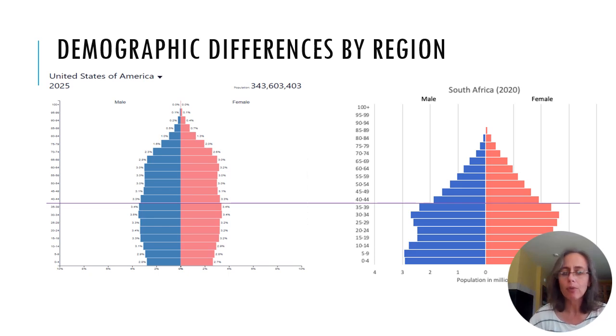So if you're a public health worker in South Africa, you're going to have very different things that you're concerned about compared to someone in the United States. It also explains why extrapolating health data from one country to another can often be fraught with difficulty.